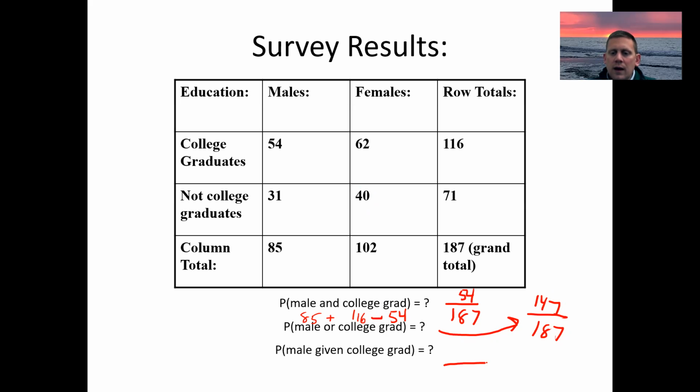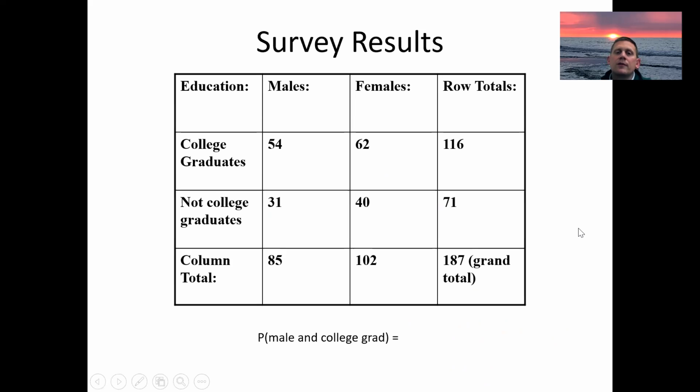So now here, we're talking about given information. So I've been given info. We're not out of 187 anymore. So what's the probability of a male given college graduate? So now we are only looking at this row, okay? So that means 116 goes on the bottom. We're excluding anybody who's not a college graduate here. And so we're trying to find the probability of male, so 54 goes on the top. So those are your probabilities there.